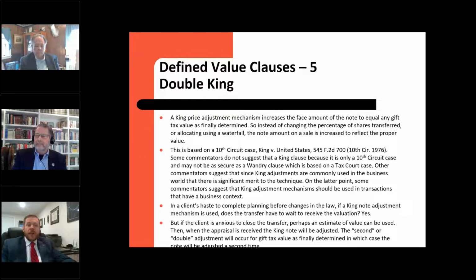So the double King is agreeing to have two adjustments to the promissory note. The first adjustment would be, we're doing this estimated number, let's say it's $10 million. If the appraisal that the qualified appraiser is giving us comes back at a higher number, that will be our first adjustment. And then if there's an adjustment finally determined by a gift tax audit, that will be the second adjustment. So the idea behind the double King is to be able to get a transaction done when you need to get it done, even if you can't complete the requisite steps beforehand. So if you can't get an appraisal beforehand, have a two-tiered adjustment to get it done.